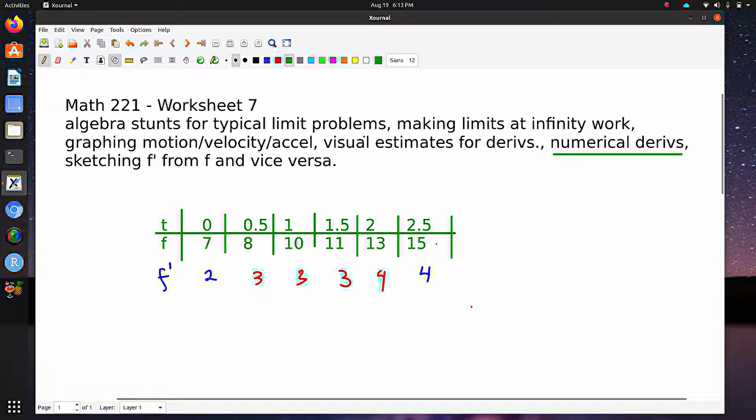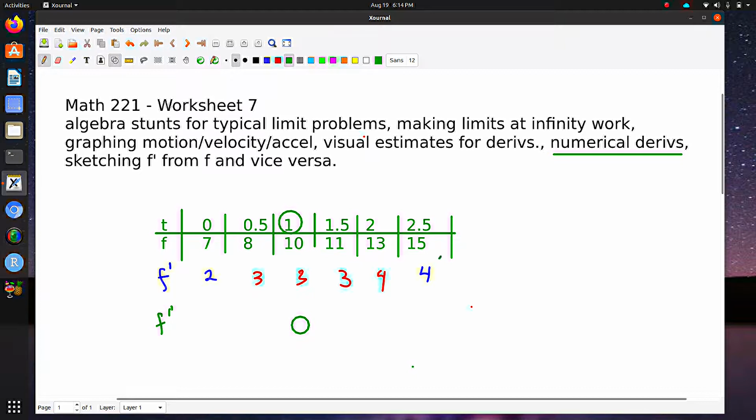I'll just randomly do one in the middle though. What if I want to estimate f double prime at, say, 1? Then what am I going to do? I'm going to look at these 3 points. Well, it's 0. That's pathetic. But let me pick a different one.